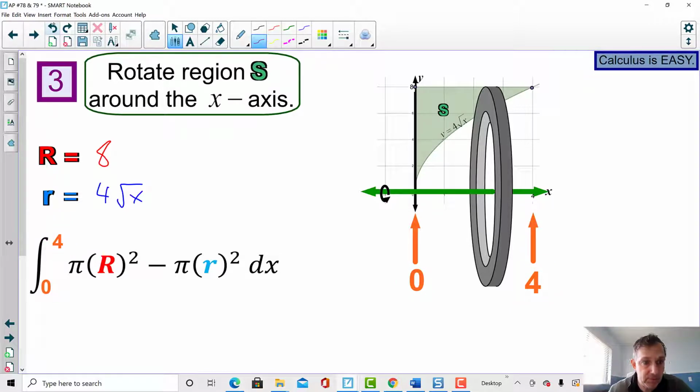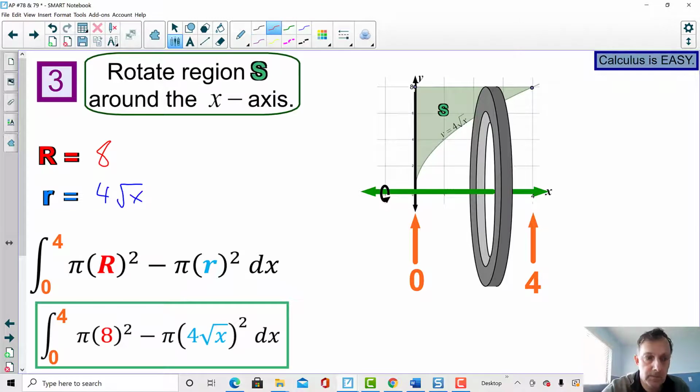And now all we have to do is plug in the big R and the little r, and then we'll be done. There we go. We plugged in the big R. The big R was 8. And we plugged in the little r, which was 4 square root of x. And that's it. That's our final answer. Let's have a look at question number 4 now.